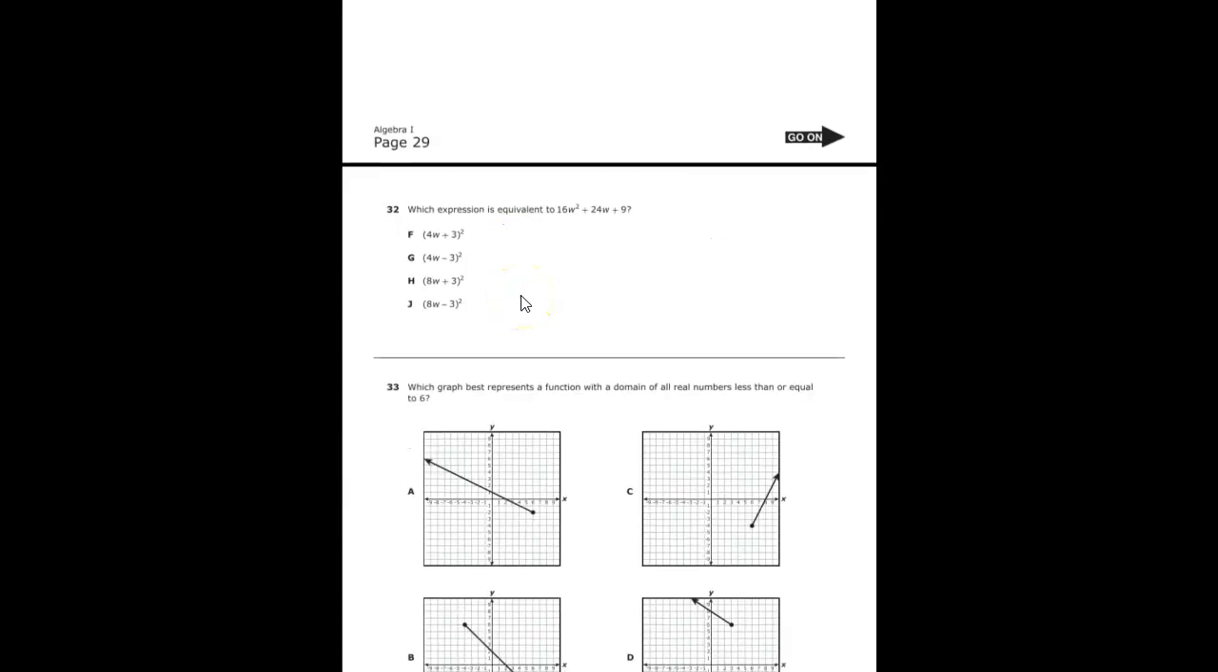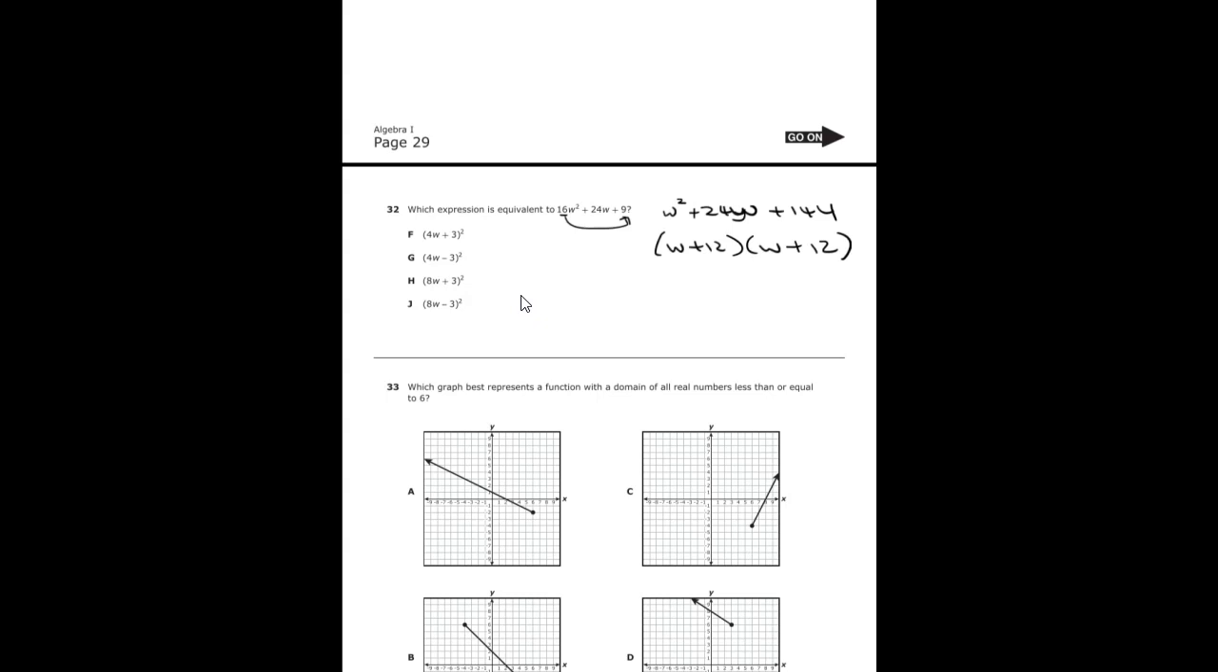Which expression is equivalent to that? So we can just simply factor this. So let's factor it. We're going to end up with, let's move 16. Let's move it over here. So we have w squared plus 24w plus 144. If I look at this, I'm just going to have w plus 12, w plus 12.